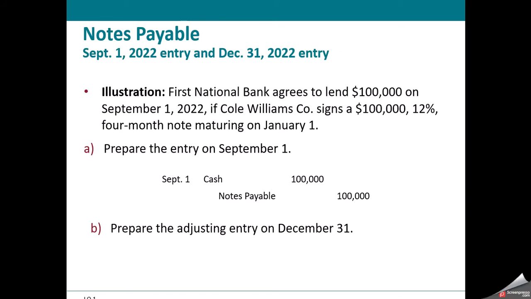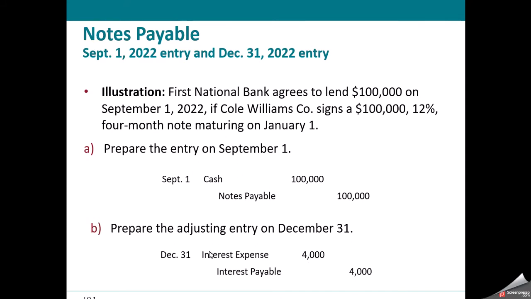Then we're going to adjust for interest. So if we got this loan on September 1st, we would have September, October, November, and December. We would have 4 months worth of interest. They don't show us the computation for that, but if you would take $100,000 times 12% times 4 divided by 12, because 4 over 12 would be my time, that's going to be $4,000. So it's always your principal times your rate times your time, and in this case it'd be 4 over 12.